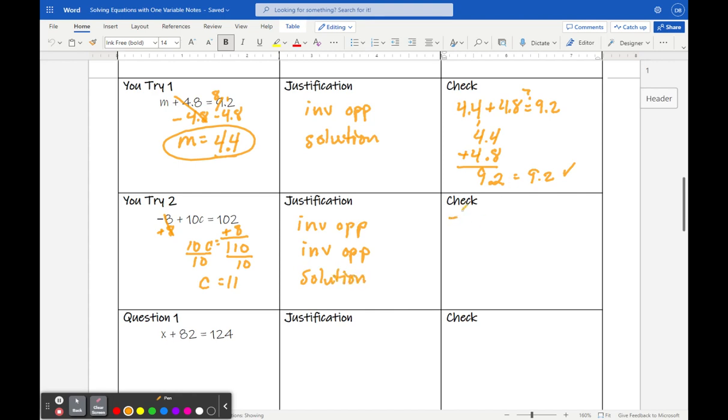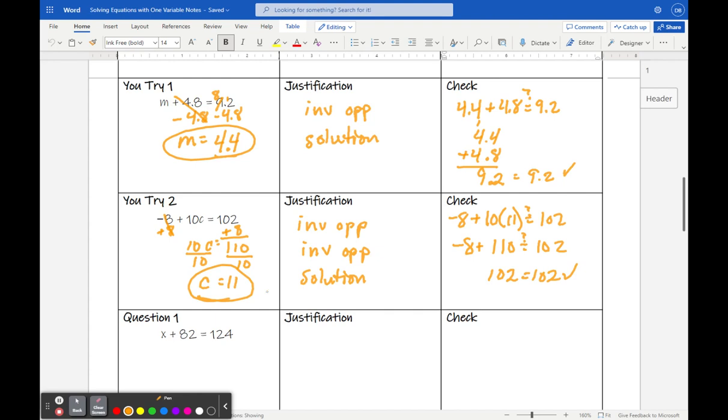I'm going to check negative 8 plus 10 times 11 could equal 102. Negative 8 plus 10 times 11 would be 110, could equal 102. Negative 8 plus 110, or 110 minus 8, would be 102, which does in fact equal 102. My solution is that the variable c is equal to 11.